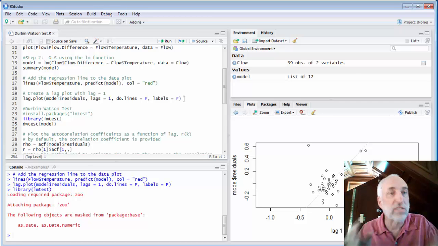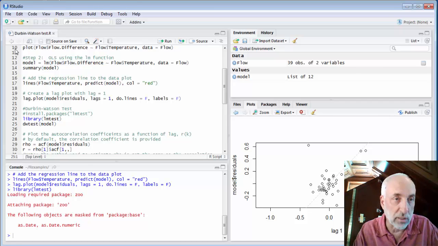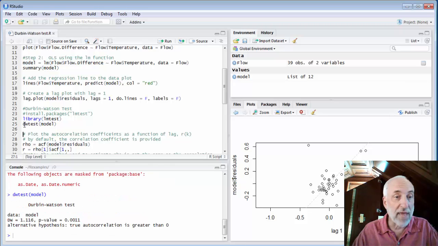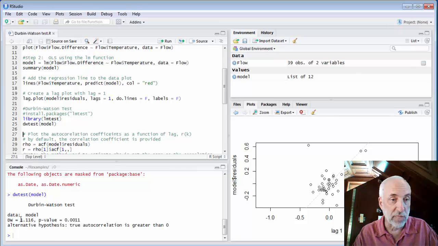So that's all I have to do. Once I've done a linear model up here, and I created something I called model, which is the best fit line of flow difference versus temperature, I can use that model directly by throwing it into this routine called DW test. When I run that, it runs the Durbin Watson test. It gives me Durbin Watson statistic, 1.116, and a p-value, probability that the true autocorrelation is greater than 0.